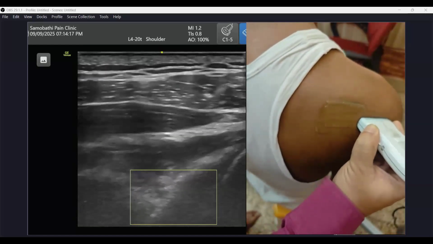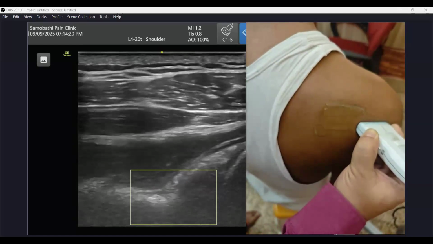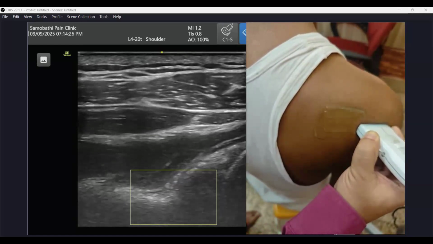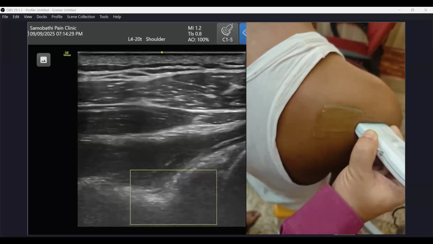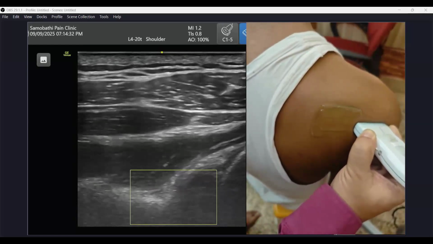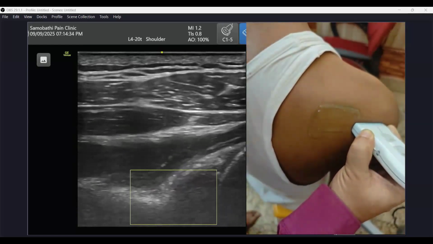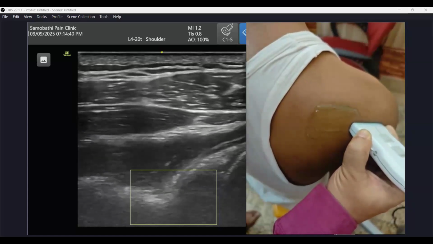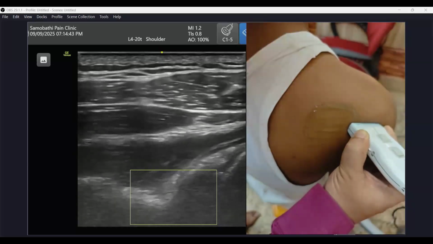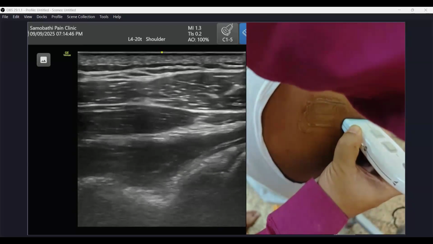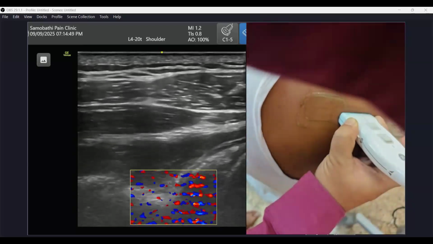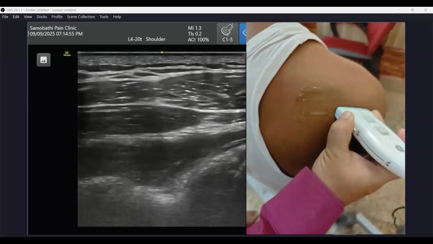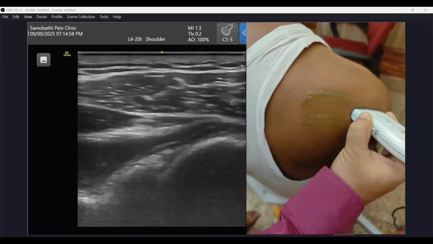So it is not taking color at present, but this is the spinoglenoid notch. I can see the pulsatile artery. Actually, you can see the pulsatile artery. Can you see? Yes, sir. Yeah, pulsatile artery you can see, but somehow the color it is not taking. We can see with our eye that there is a pulsatile artery, but it is not taking color anyway. So this is the spinoglenoid notch, and this part is the joint.